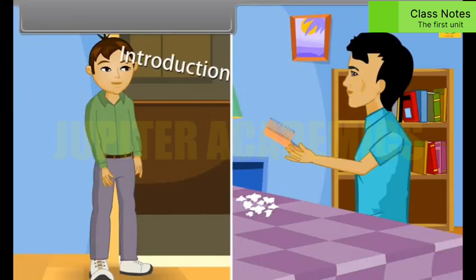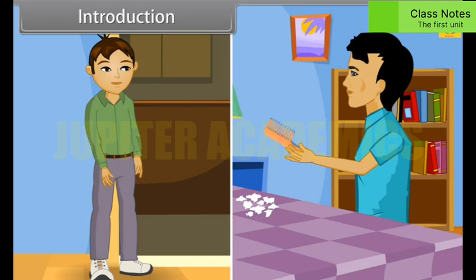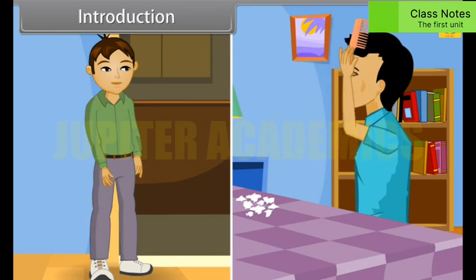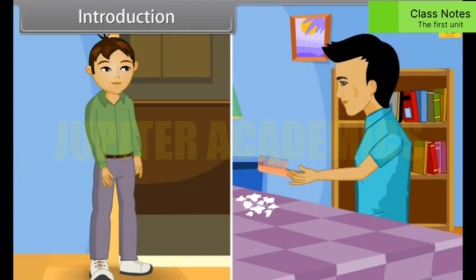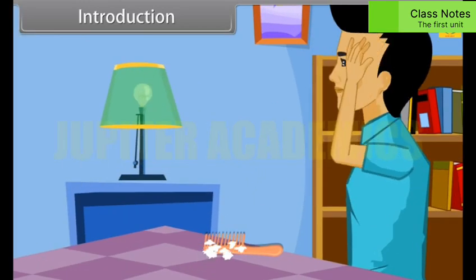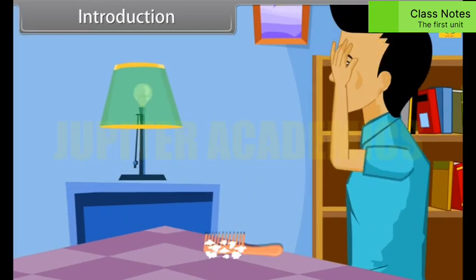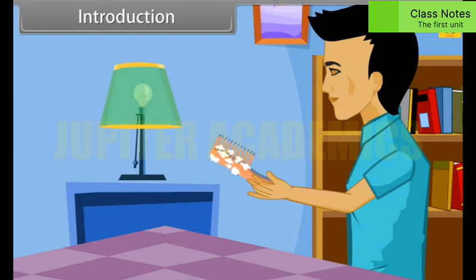Introduction. Amit and Sanjay are planning to purchase some articles from the market. For this, Sanjay is ready and waiting for Amit. Amit is combing his hair. After combing, when he puts the comb on the table and again picks the comb, he gets surprised.